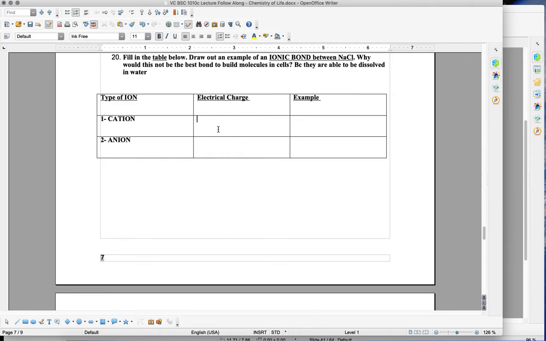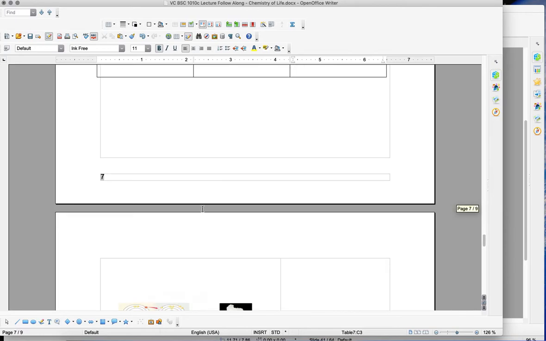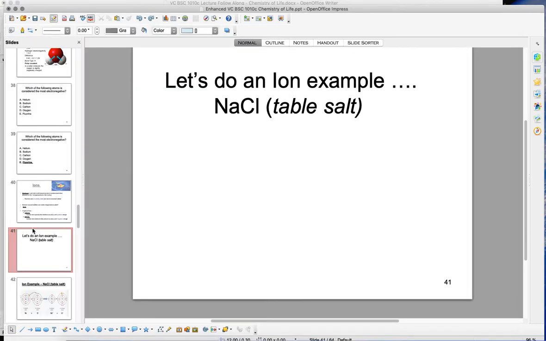All right, so a cation, we said, is a positively charged ion. An example of that would be Na plus 1. And then an anion is negatively charged. An example of that would be Cl minus 1. Okay, cool. So let's take a look at how this works. So we've got this guy here. So, do an example.